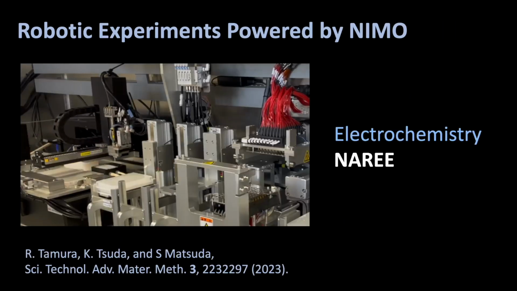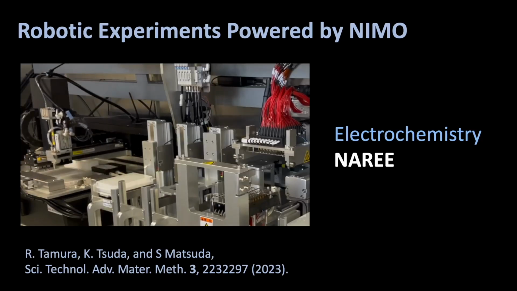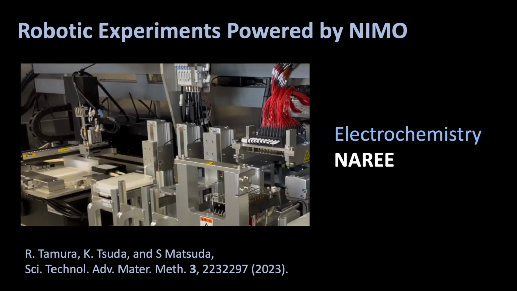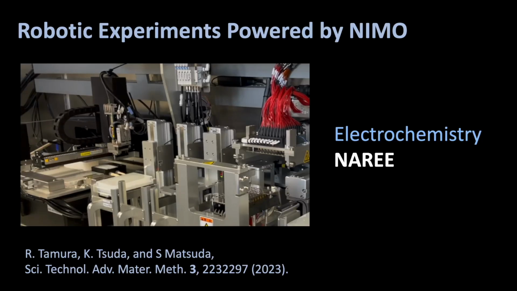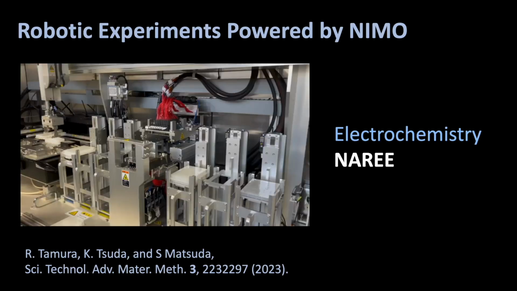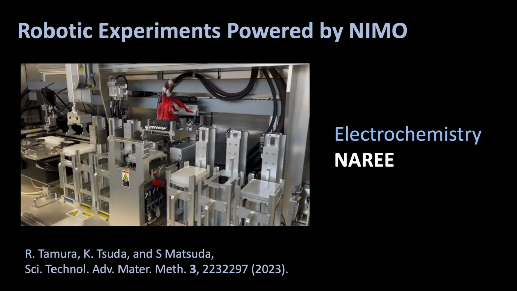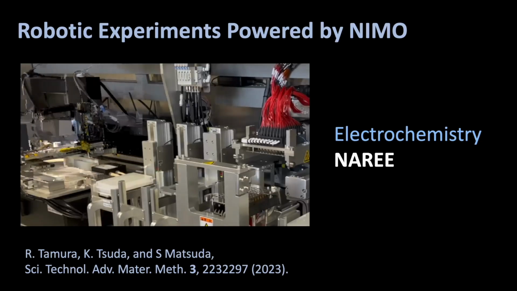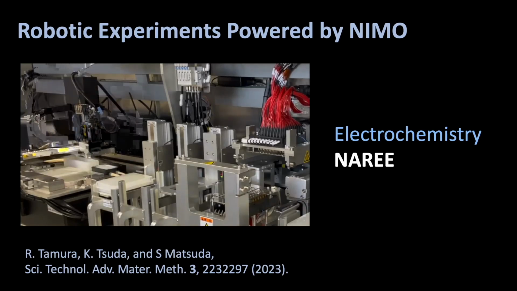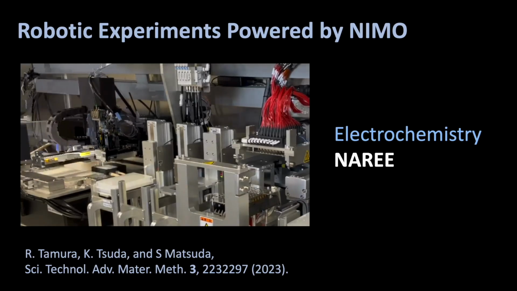NIMO has already been implemented in several robotic systems. This is NARI, an electrochemical robotic system used for the automated exploration of novel electrolytes. Using NIMO with NARI, we successfully explored a vast parameter space for electrolytes. Compared to traditional grid search methods, NIMO achieved the same optimization results with only 10% of the usual experimental trials. This integration allows us to complete a month's worth of research in just a few days of autonomous operation.